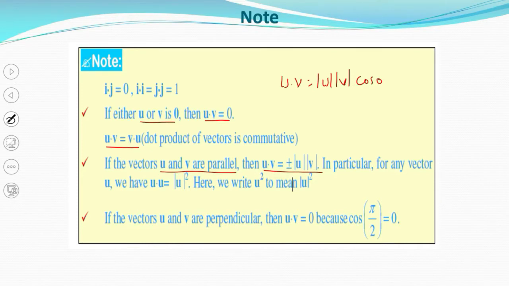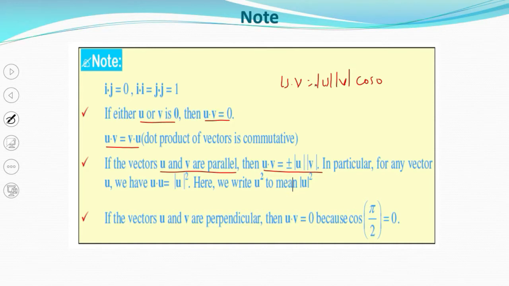If it is 0, cosine is positive 1, and their dot product is positive magnitude of u times magnitude of v. If the vectors are in opposite directions, cosine of 180 is minus 1, and this becomes negative. Therefore, if the vectors are parallel, the dot product will be plus or minus magnitude of u times magnitude of v.